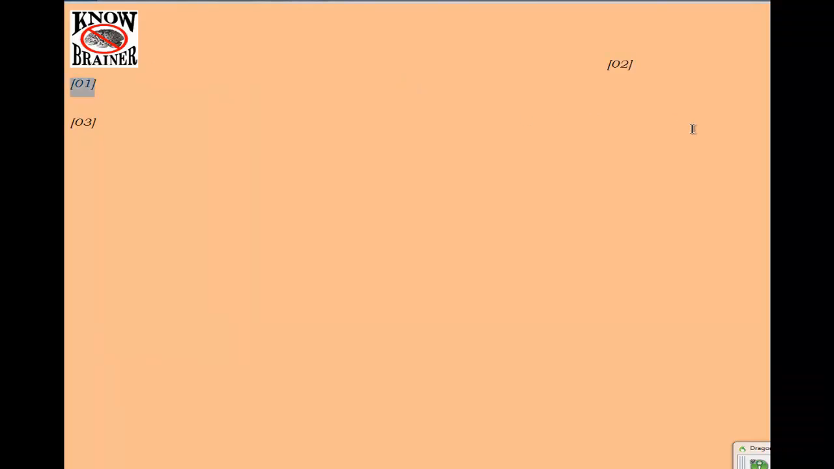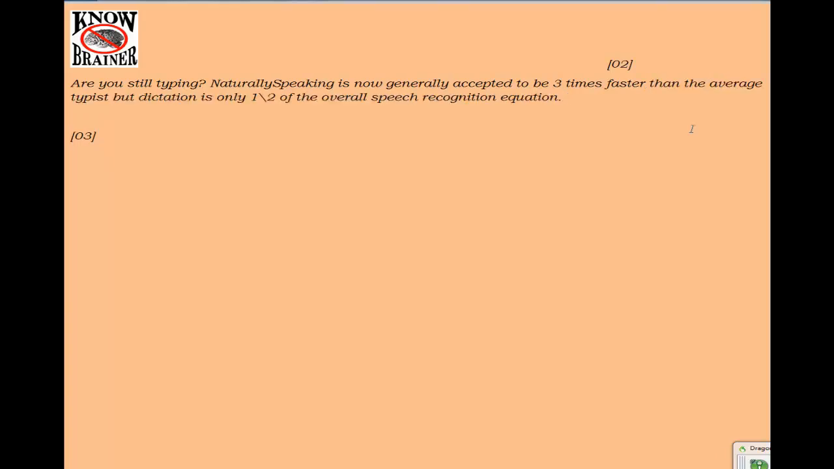Are you still typing? Naturally Speaking is now generally accepted to be 3 times faster than the average typist, but dictation is only half of the overall speech recognition equation. KnowBrainer is the other half.